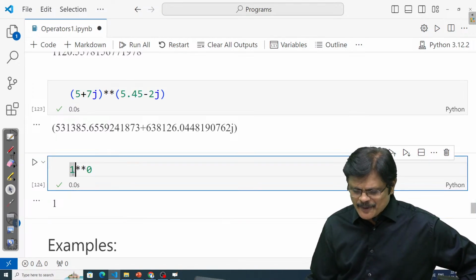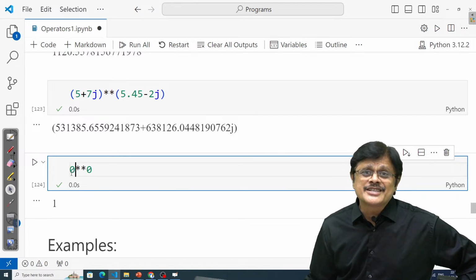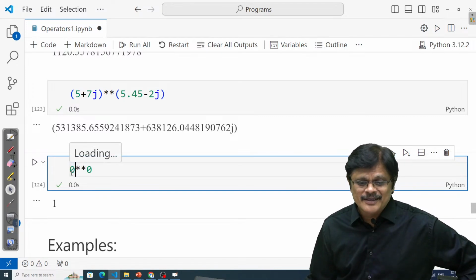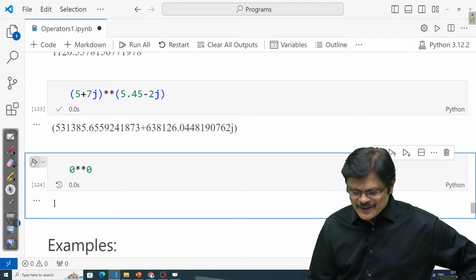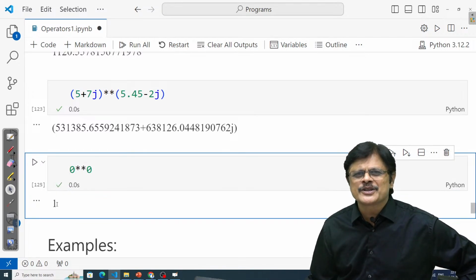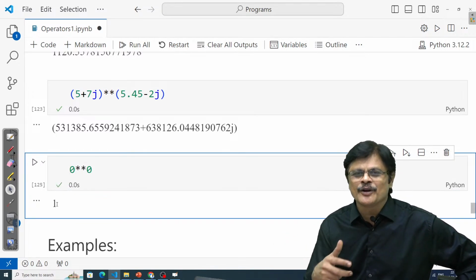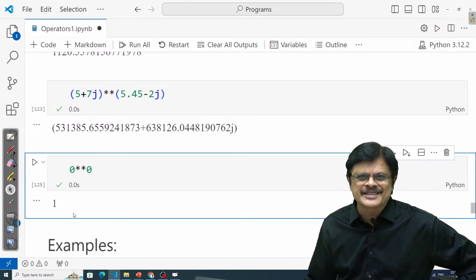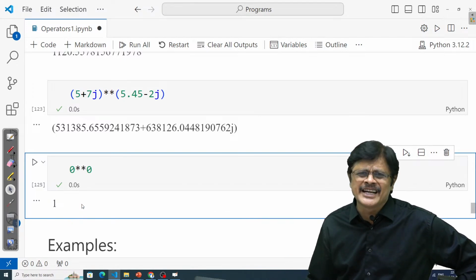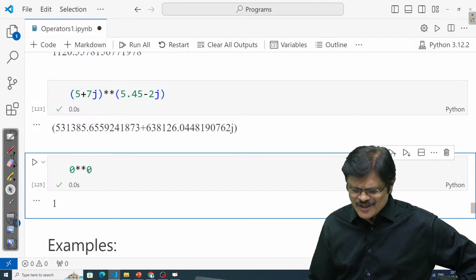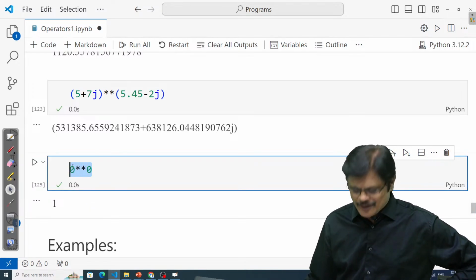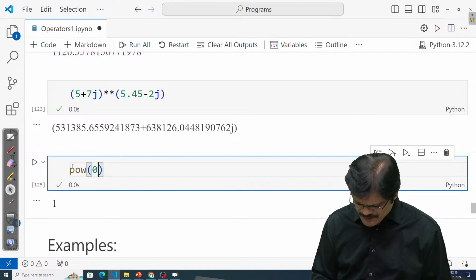Now what about 0 power 0? So actually 0 power 0 is an indeterminate form, but it also works with that. It will give you the answer 1, because in the limiting case it is equal to 1. That is what is taken here. Actually 0 power 0 is an indeterminate form, but here it is not taking it as indeterminate form. Okay, let us try 0 power 0.